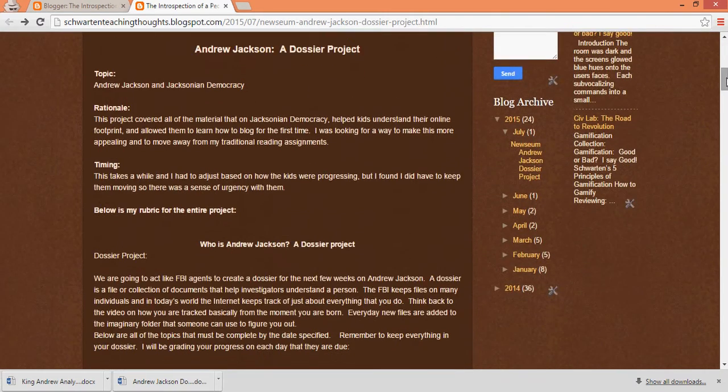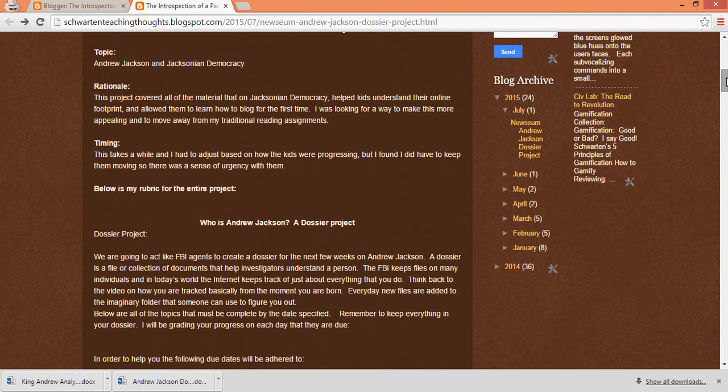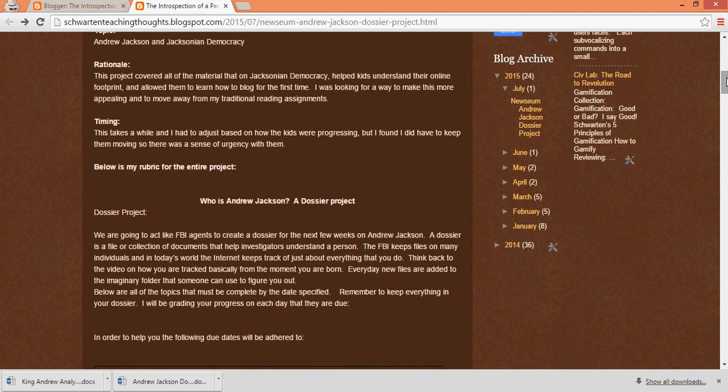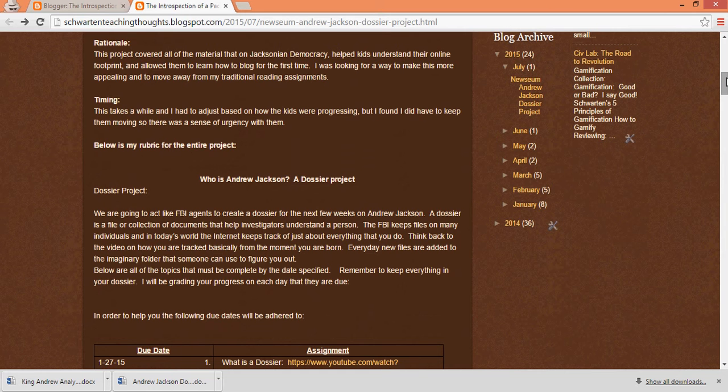So the topic is Andrew Jackson and Jacksonian democracy. The project covered all the materials in Jacksonian democracy in the Jacksonian era. It helps the kids understand their online footprint some, allowed them to blog for the first time in my class, and I was looking for a way to make this more appealing than my traditional assignments, which were pretty much just reading, which was boring.